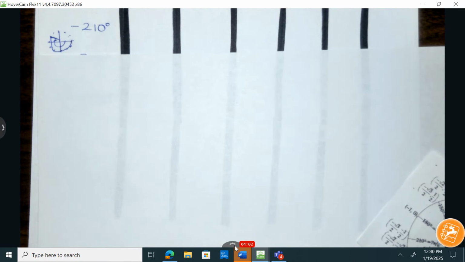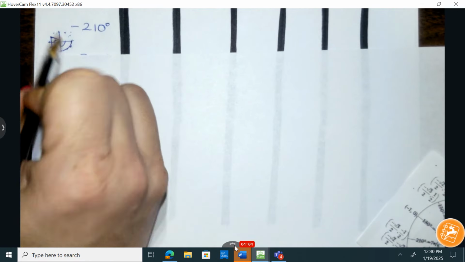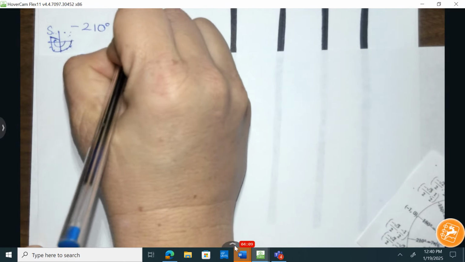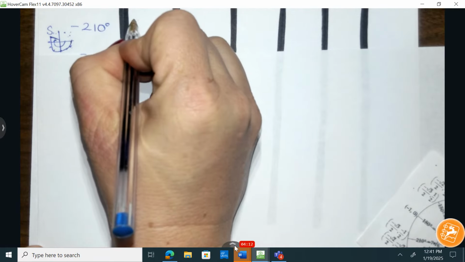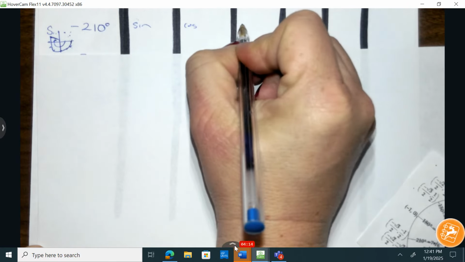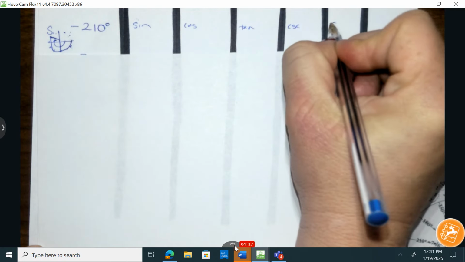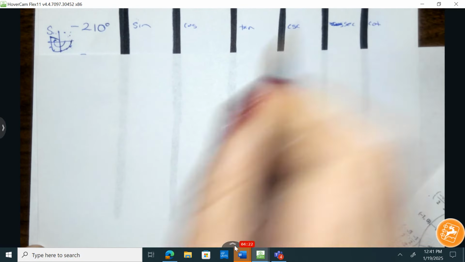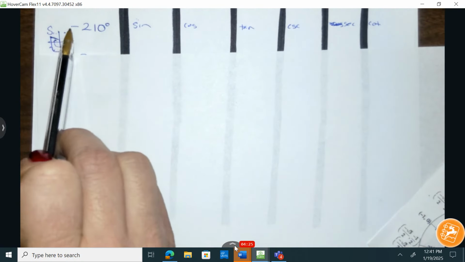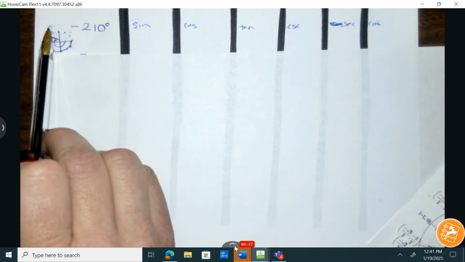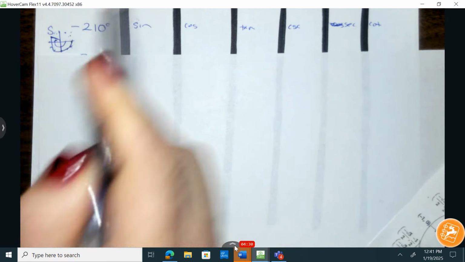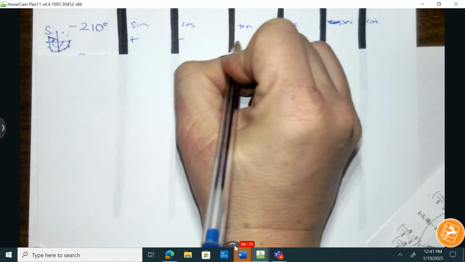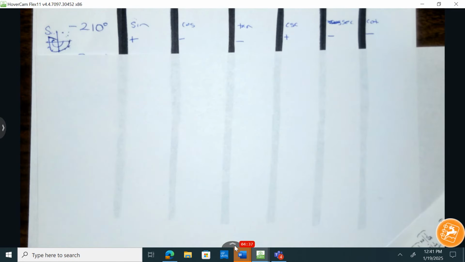Now in quadrant 2, remember, All-Star Trig Class, so only the S's, the sines, are going to be positive. So this is going to represent the sine, this is the cosine, the tangent, and then its reciprocals. Okay, again in quadrant 2, All-Star. S represents what's positive. The S is going to be positive, so I know that the sine is positive and its reciprocal is positive, and all other trig ratios are going to be negative.